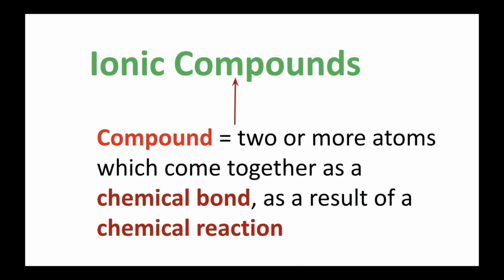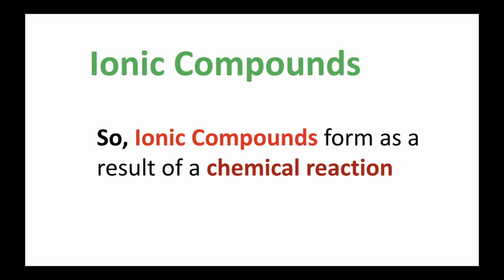And a compound is two or more atoms which come together as a chemical bond as a result of a chemical reaction. So when you squish two atoms together and they stick together and fly around in space as a pair or as a trio or a group of atoms stuck together, that's a compound. Ionic compounds form as a result of a chemical reaction. You know, when you mix stuff together in a beaker and you get two different liquids mixing together, they form compounds, that sort of thing.